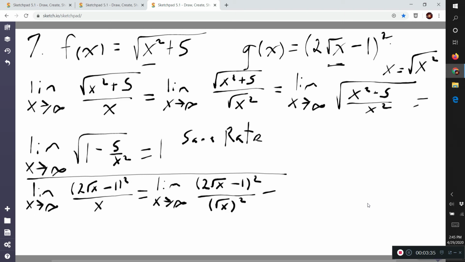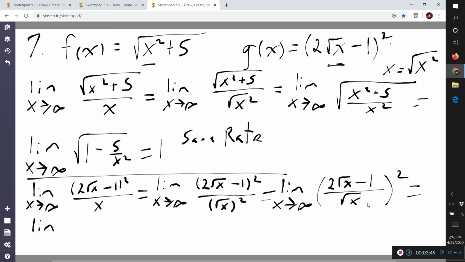Now I can combine them all into one parenthesis squared. And then I can do simplification like I did in the last one. The 2 root x over root x will cancel to 2, and the 1 over root x remains. And if we plug in infinity, we'll get 2 minus 0 squared, which is, of course, 4. So those grow at the same rate. Even though the number is different, if it's any constant, we get the same rate.